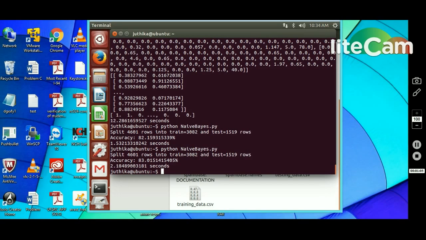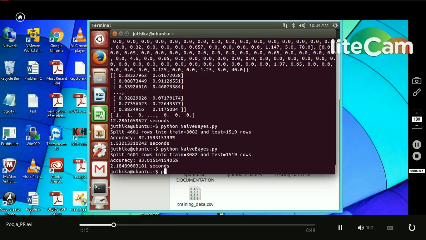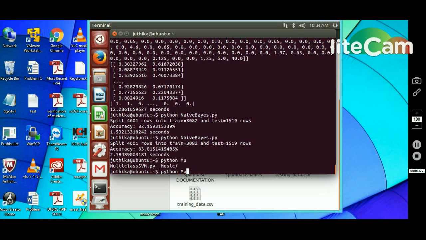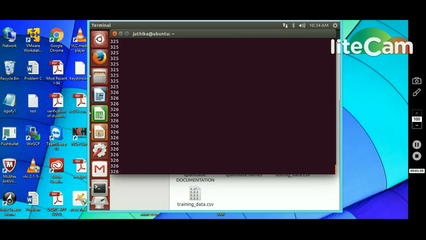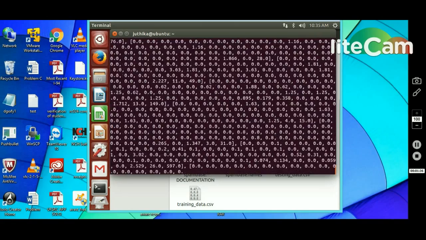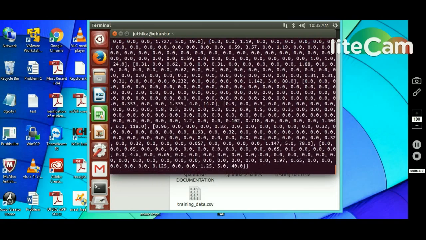Let's go ahead and see how the SVM algorithm implementation looks. So python multiclass svm dot py. It will generate two result files. One would have two columns of probabilities. The left one would be the probability of it being a ham. The right one indicates the probability of it being a spam.